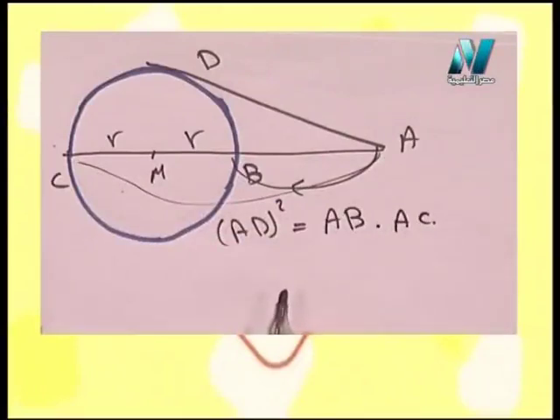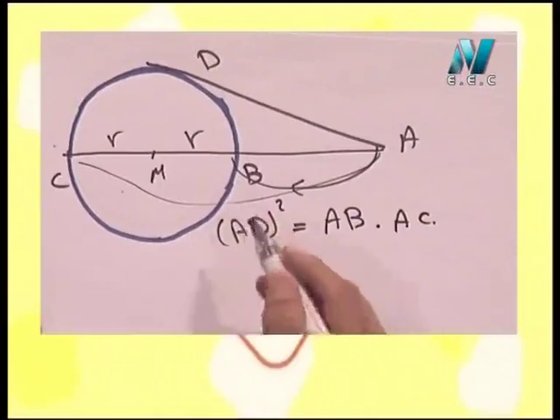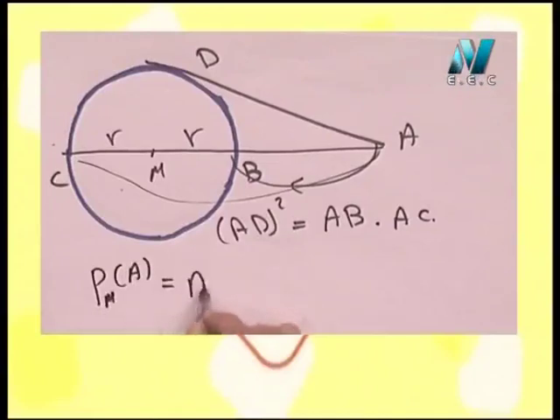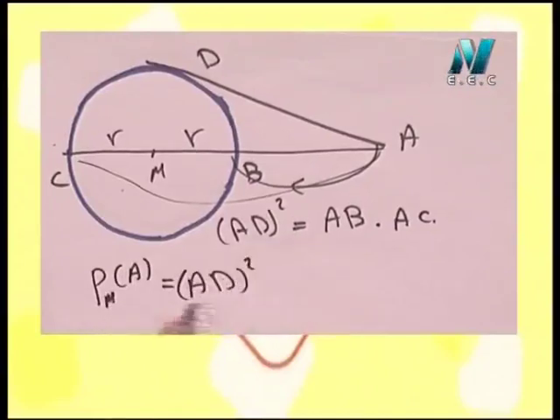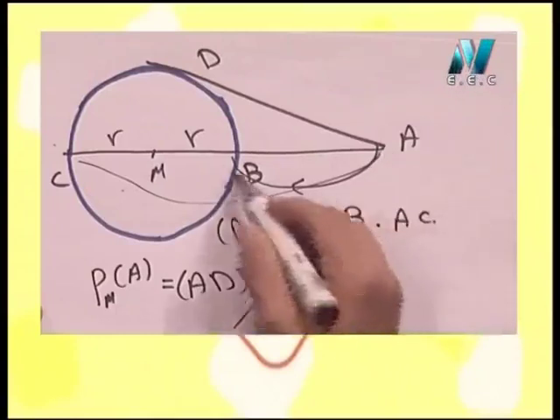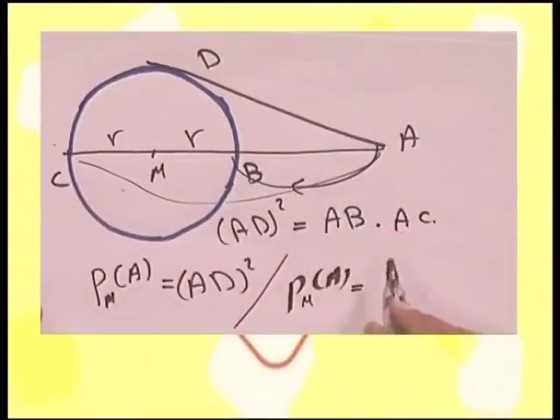Okay, does it have a relation with the power of the point? Of course. The power of the point A related to the circle M will also equal AD power 2. It's a very important relation for us. It's very important to solve some equations if you would like to find AD or the power of the point. And also the power of the point A related to the circle M equals AB multiplied by AC.